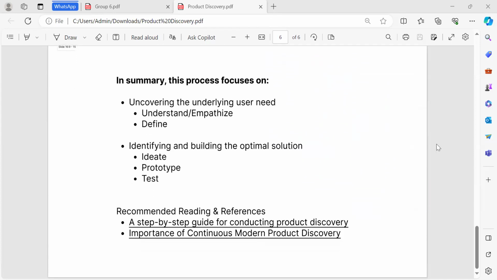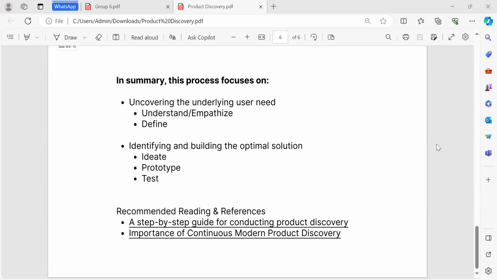So we have come to the end of the video. In summary, this process focuses on uncovering the underlying user needs. So user needs, user pain points, user psychology, user persona. The terms having user are very important because your product is being used by a user. So user is the god of your product. You have to build it for the user. It should make the life of the user easy and very good. So it should be built in such a way. And the steps of that would be identifying and building the optimal solution. So ideate, prototype, and test.